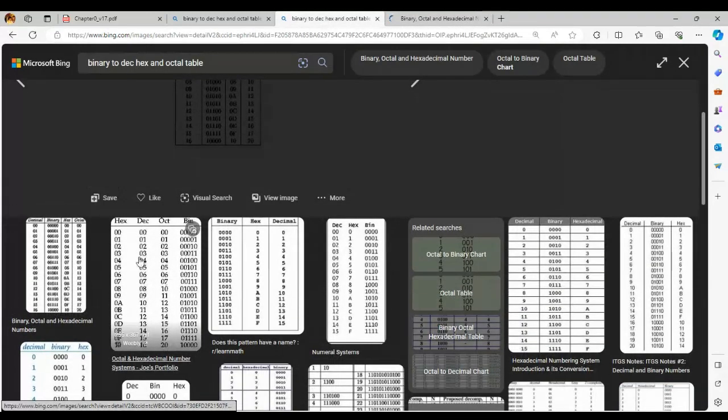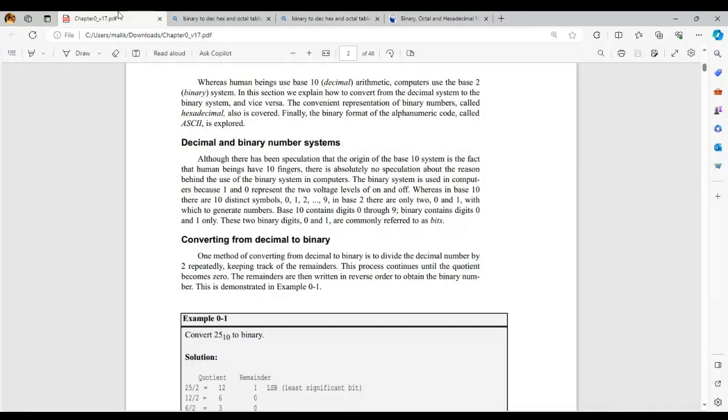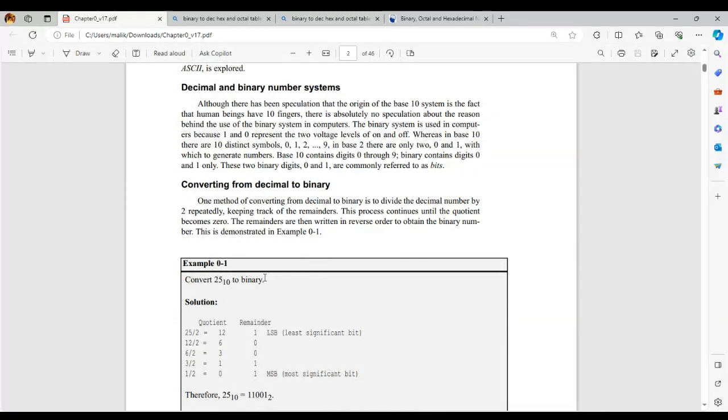Here you can see all of these numbers in hexadecimal, and their corresponding numbers in decimal, in octal, and here in binary. We can convert any number from one number system to another.